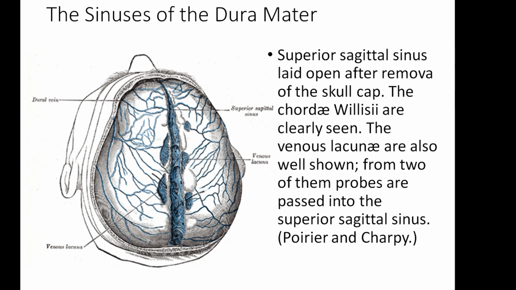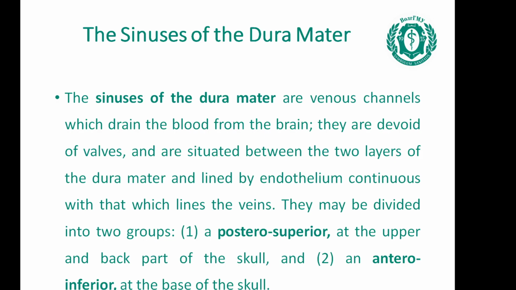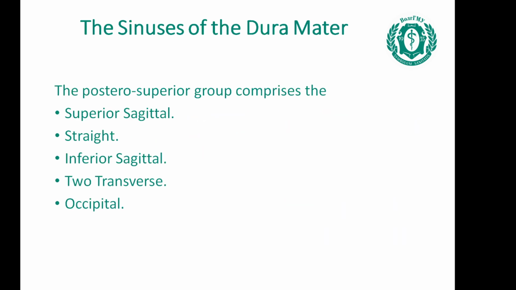Now we will talk about the sinuses of the dura mater. The sinuses of the dura mater are venous canals which drain the blood from the brain. They are devoid of valves and are situated between the two layers of the dura mater and lined by endothelium continuous with that which lines the veins. They may be divided into two groups. The first one, a posterior superior, at the upper and back part of the skull, and the second group, an anterior inferior, at the base of the skull.